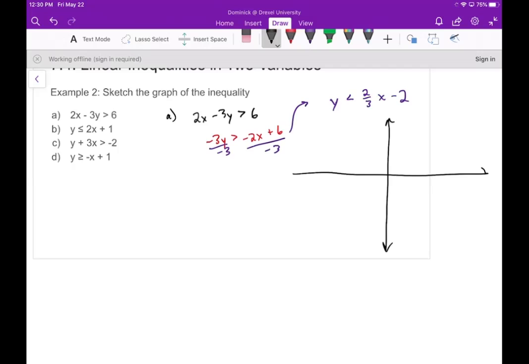So I get y less than positive 2 over 3 x minus 2. If we graph this, I have a y-intercept of negative 2, so that's here. Then I would go up 2 and over 3 to get my next point. Since there isn't an equal sign here, I'm going to have a dashed line, so something like this.